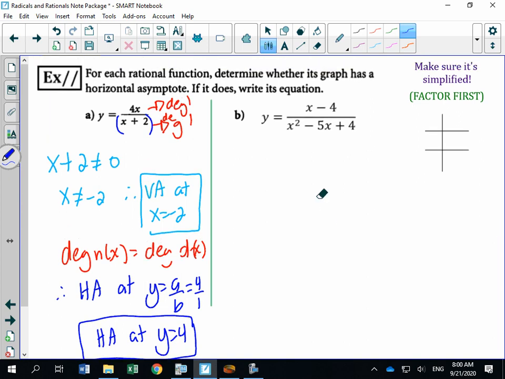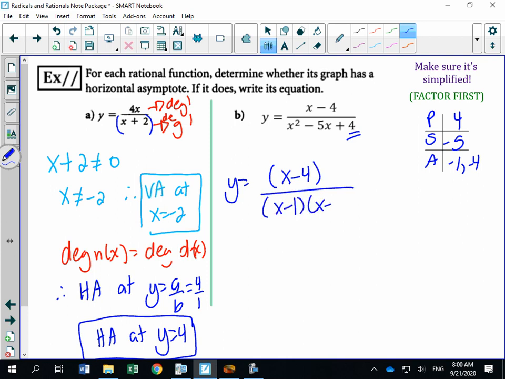Let's look at b. Remember, we always want to be in factored form. So a was in factored form. We need to factor this guy. So we're going to look at the product sum answer. What gives me a product of 4 and a sum of -5? Okay, so that answer is -1, -4. Let's rewrite our equation. Y is equal to x minus 4 all over x minus 1, x minus 4.